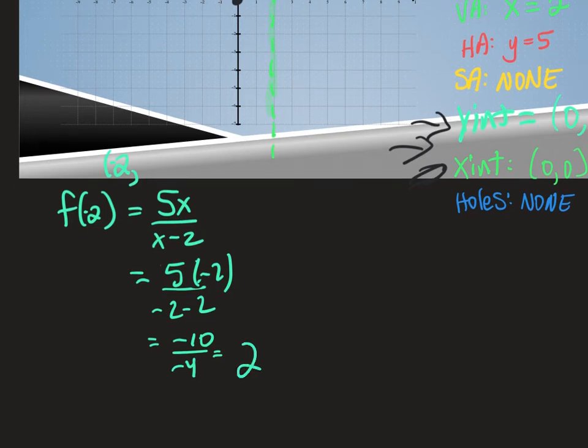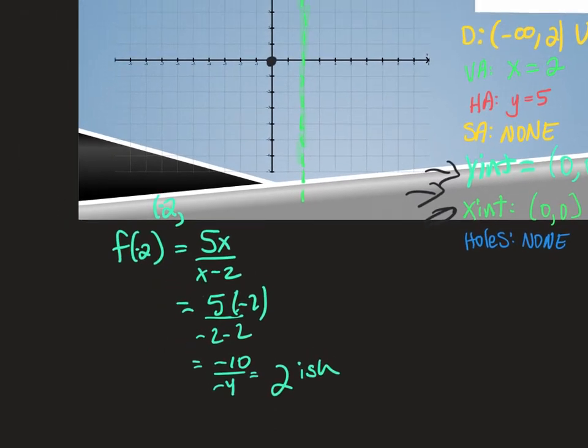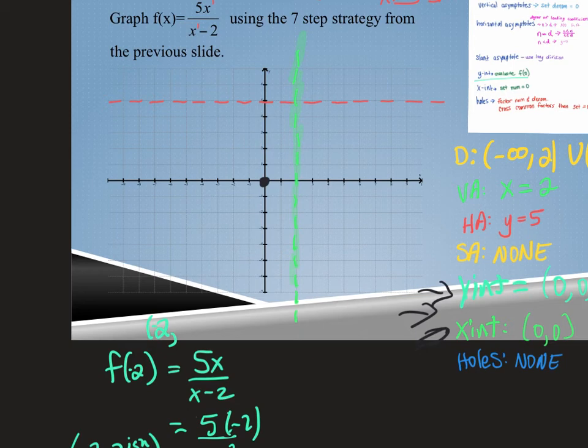About 2 what? It's about 2 and a bit, yes? You guys agree with me on that? Okay, it doesn't have to be perfect, but when I plug in -2, I get positive 2-ish. So think about, if I go over to -2, where is positive 2-ish? It's about there, right?